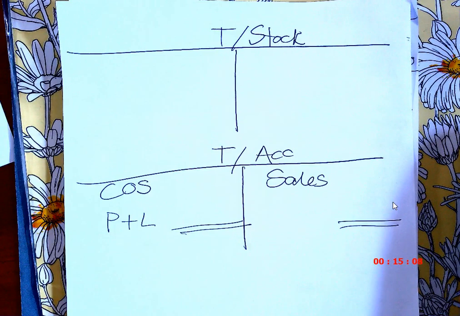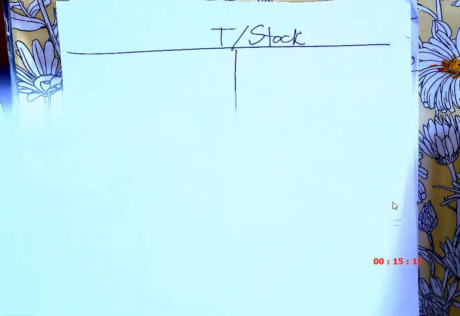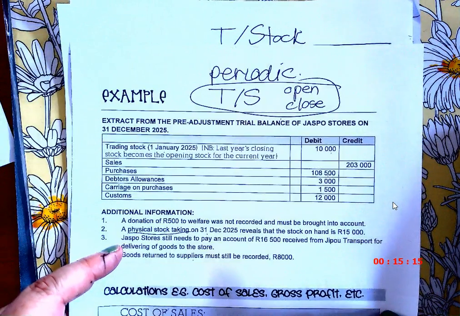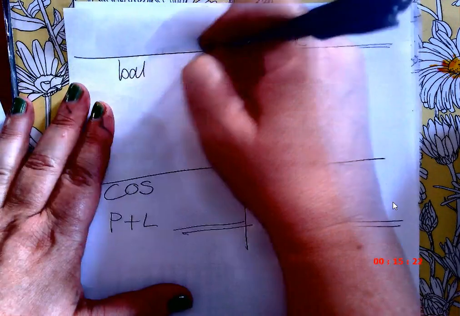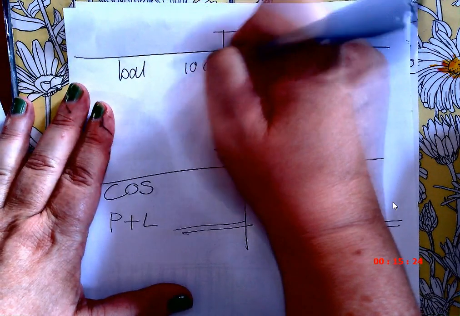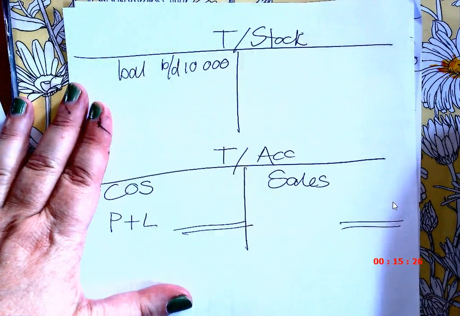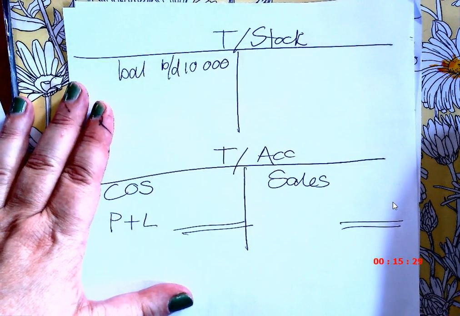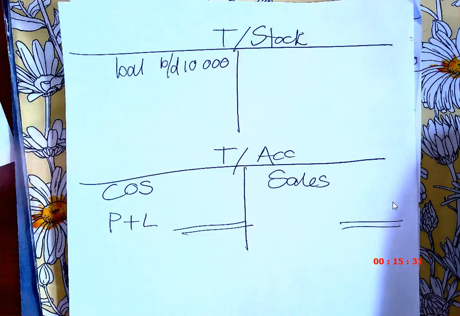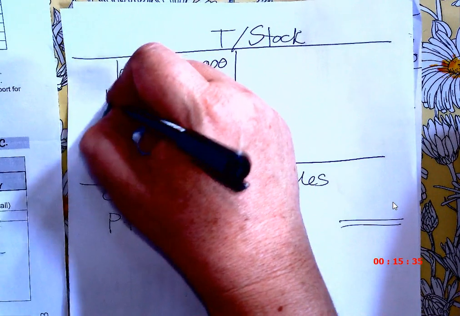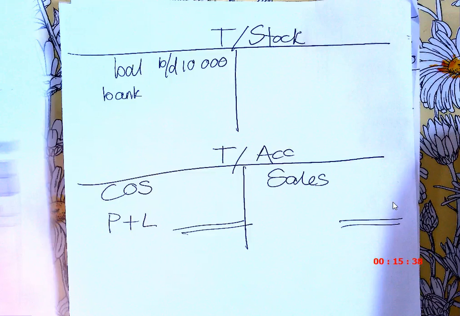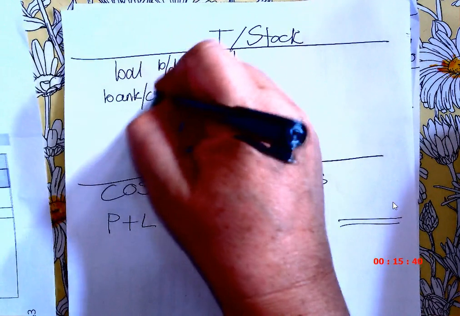You have to be able to. So if I look at this information, please listen. My trading stock, my opening balance would be 10,000. Purchases, I will not know purchases. I don't know if it's cash or credit, so I will just say bank or creditors control. In this case, they didn't give me any info.